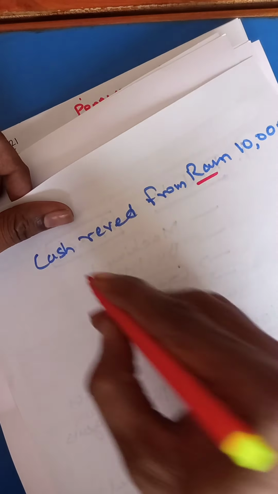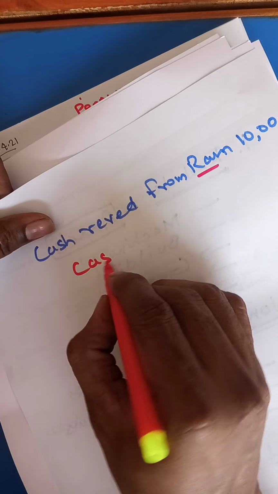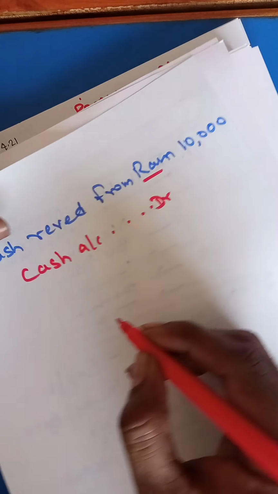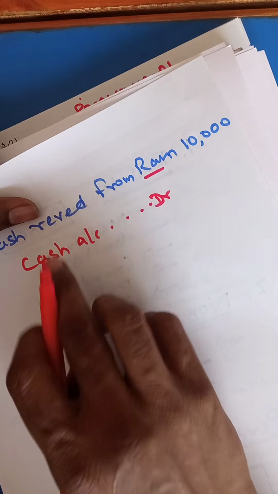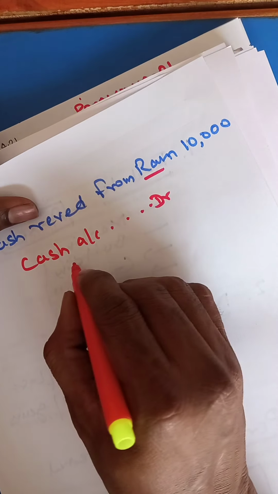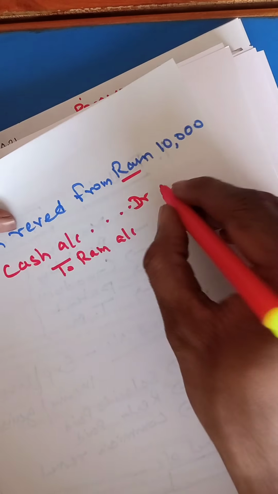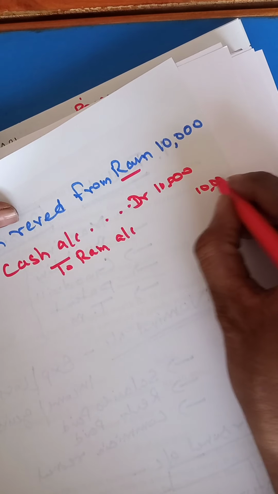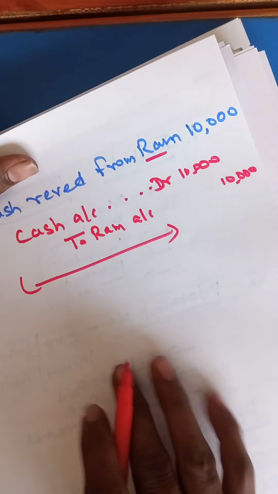What comes in? Cash comes in. We are receiving cash from Ram, so cash comes in. So we have to write cash account debit first. Like this we write cash account debit. What comes in is debit. Cash account debit. Ram is a giver, so we have to credit Ram account. In the debit column write 10,000, and in the credit column write 10,000. So this is the way we have to write the transaction.